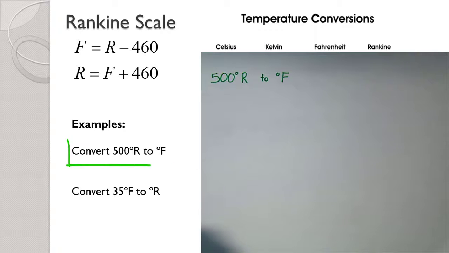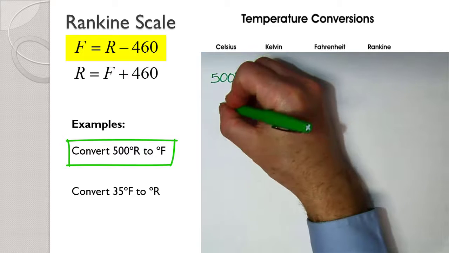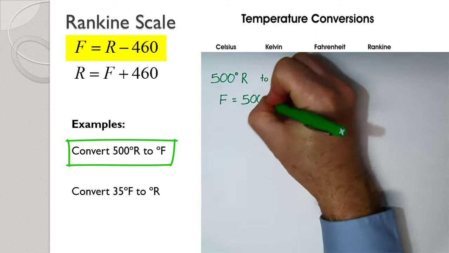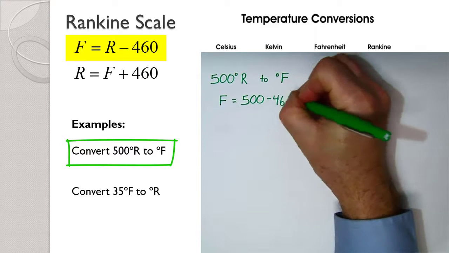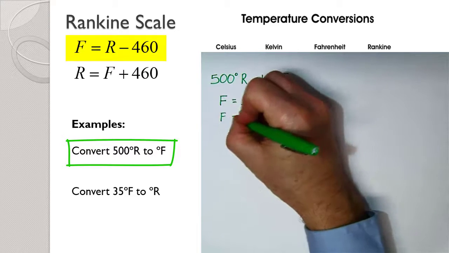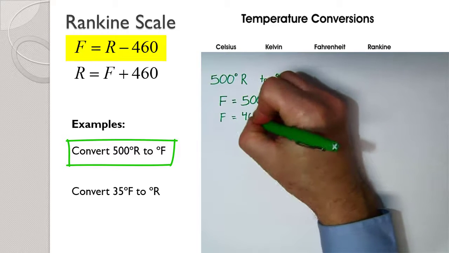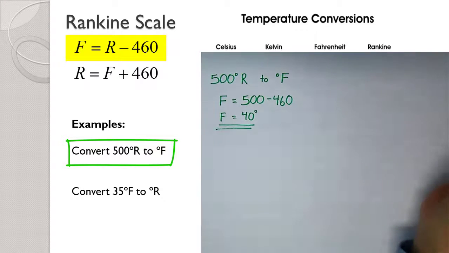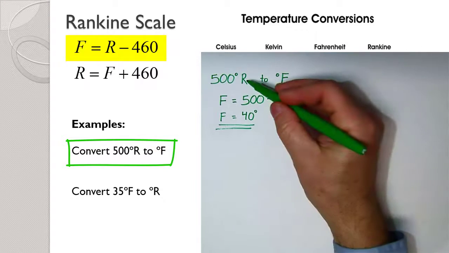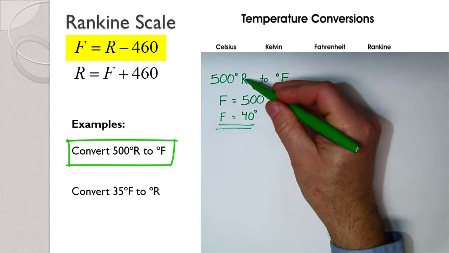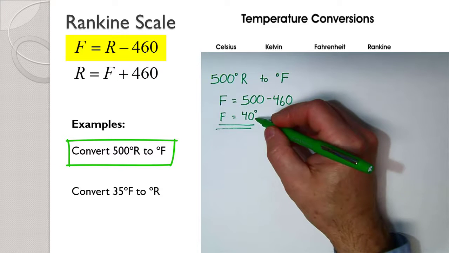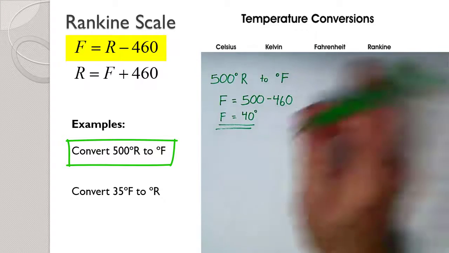If we want to convert 500 Rankine to Fahrenheit, our formula right here says that if we want a Fahrenheit value, we need to take our Rankine value, in this case that's 500, and we subtract 460. And so our Fahrenheit value is 500 minus 460, 40 degrees Fahrenheit would be the equivalent temperature. And that should make sense. 500 Rankine is 500 degrees above absolute 0. That's only 40 degrees Fahrenheit. That's a cool day outside. Cool day outside is about 500 degrees Rankine.